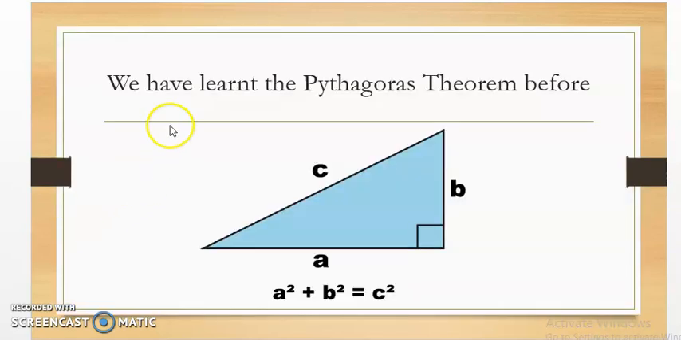Okay. Now we have learned the Pythagoras theorem before, which states that if we have a right angle triangle, the square of its hypotenuse is the sum of the squares of its base and altitude, or here hypotenuse square is equal to base square plus altitude square.